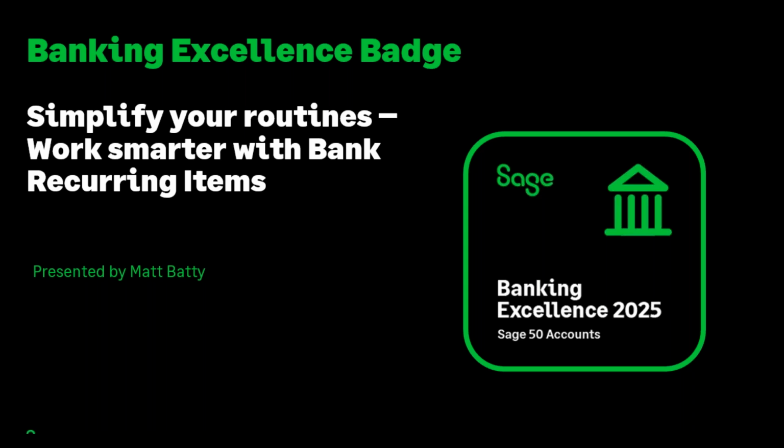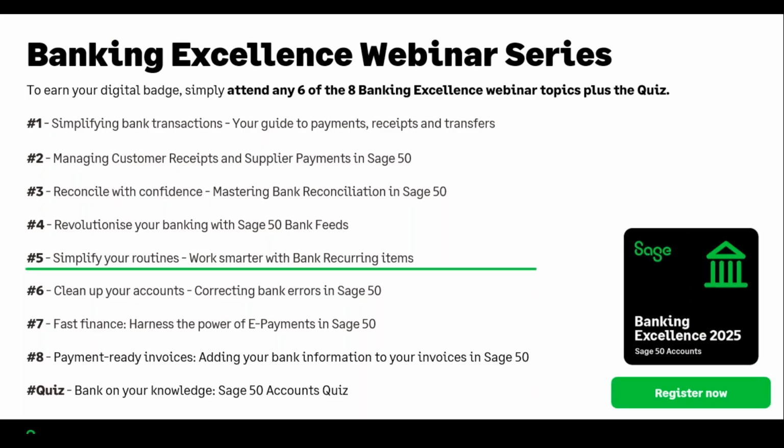As you can see on your screens, it is about simplifying your routines, working smarter with bank recurring items. So, without further ado, let's get a look at what's coming up, because obviously we are in Banking Excellence Badge Week. Superb event that we're running for you. Now, we're up to session 5, simplifying your routines. We've already been through 1 through 4, but we are doing repeat sessions. So if you have missed any, do not worry.